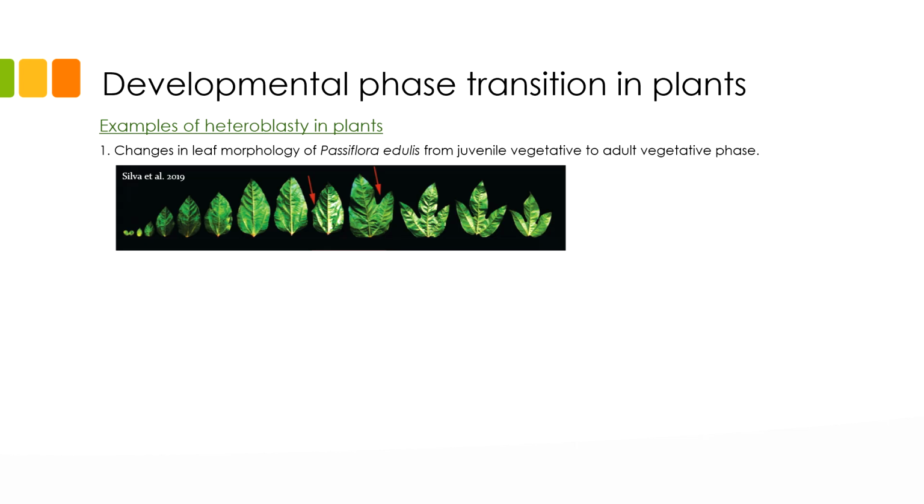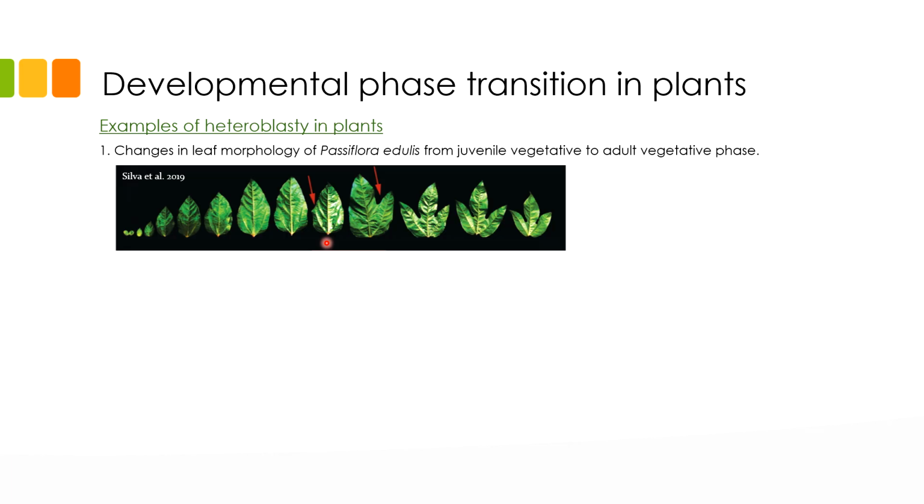This slide shows you examples of heteroblasty in two different plant species. The first example demonstrates changes in the leaf shape of Passiflora edulis or passion fruit as it transitions from the juvenile vegetative to the adult vegetative stage. In particular, this panel shows you leaves that were collected throughout the life cycle of the plant. Notice in this leaf a slight protrusion as indicated by the red arrow. This is the beginning of what is eventually to become a lobe in the leaf. This morphological change marks the transition of the plant from the juvenile vegetative to the adult vegetative stage.